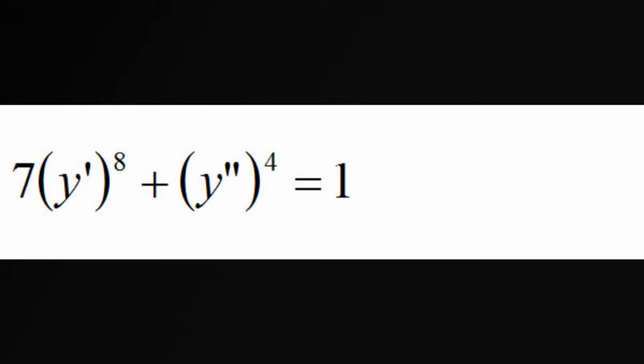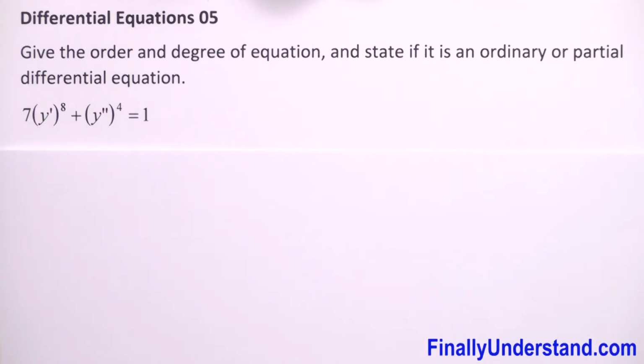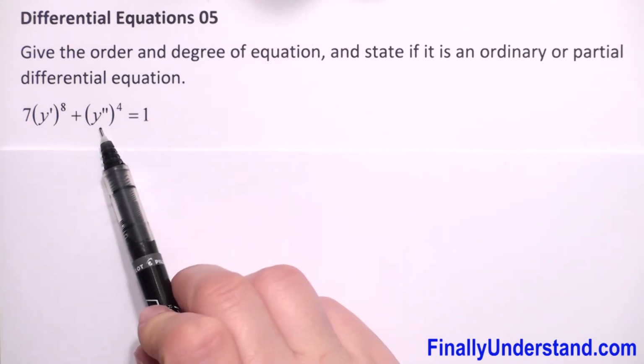We have to find the order and degree of the equation first. And next, we have to check if it is an ordinary or partial differential equation. The first word is differential equation. A differential equation is an equation that contains one or more derivatives. In this example, we have a first derivative and a second derivative.